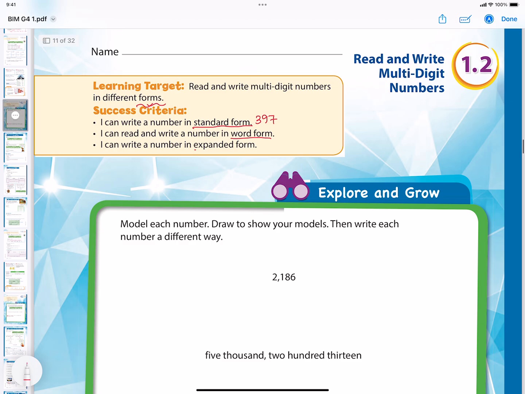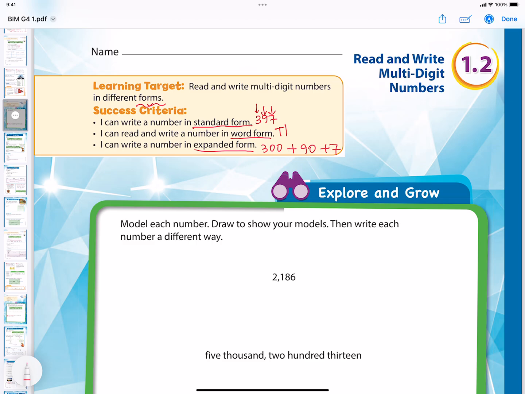And expanded form is like this: 300 plus 90 plus 7. We expand this standard number into the place values of each digit of this number.